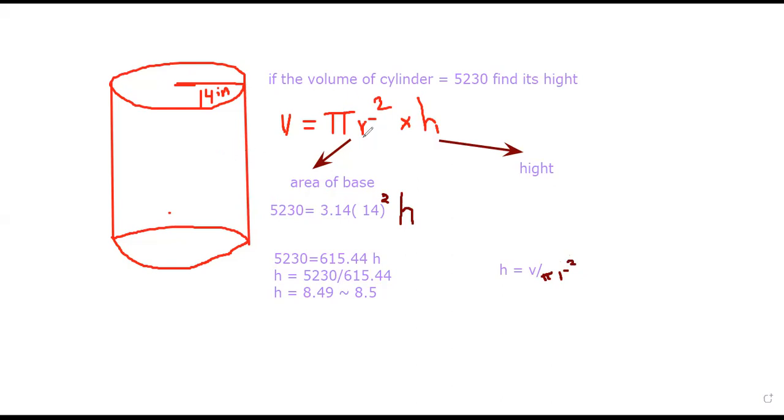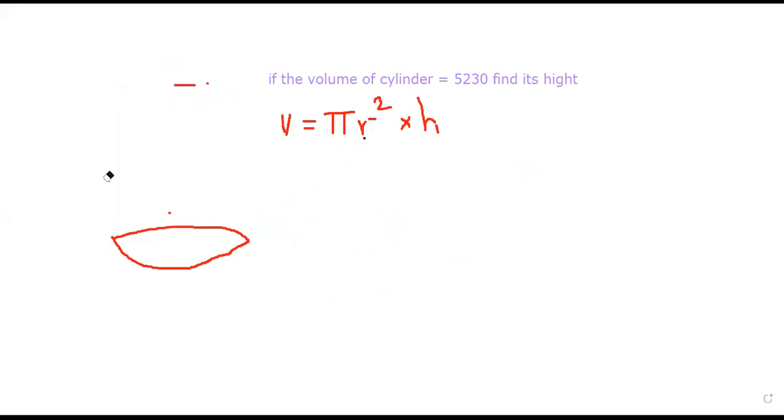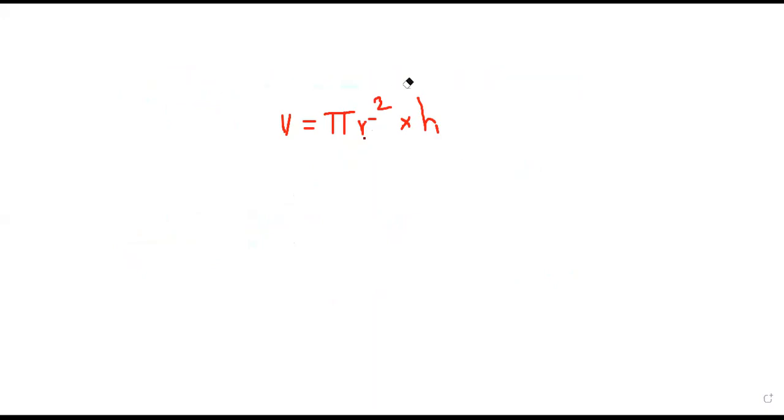Let me ask my dear students, if I'm looking for the value of r, how can we solve for r in this question? I'm going to erase all of this and keep the formula. And I want to solve for r. This is the volume, right? And we said if I'm looking for h, it will be volume divided by pi r squared.